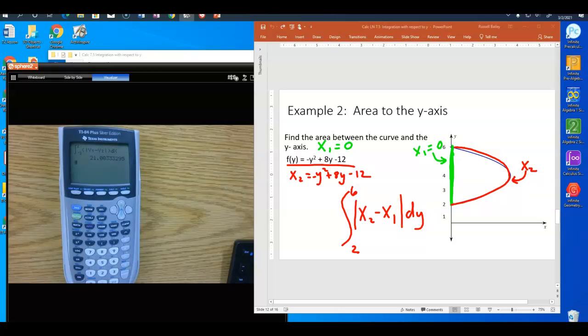So if you ever want to find the area between a function and the y-axis, then that's how you would do it. Just think of that y-axis there as a 0, as x equals 0. Now in that case, since this is 0, really we can kind of simplify this, right? x1 equals 0. Well, x2 minus 0 is just x2, right?